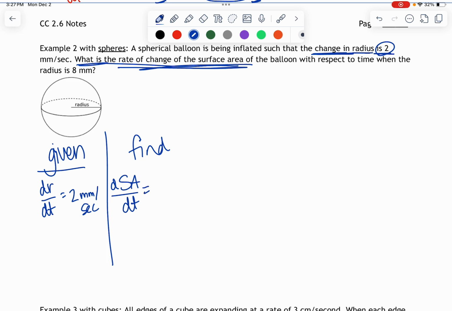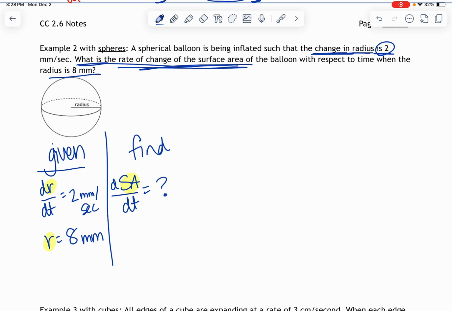When the radius is 8, so radius is 8. So I need to write down what I'm given, what I have to find, and then write an equation that involves surface area and radius. For the formula for surface area, if you don't know it, you've got to look it up. I haven't looked at that in a year, and I don't want to get it wrong.